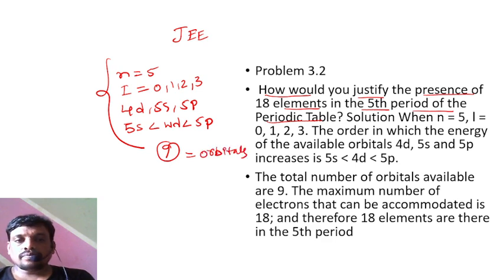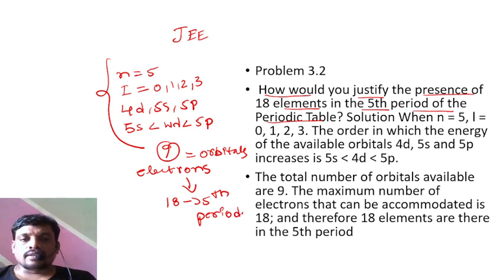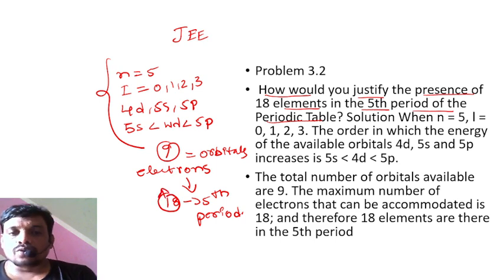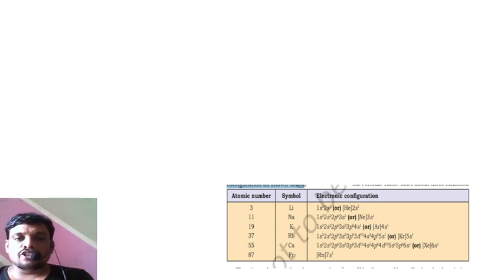Now what about the maximum number of electrons that are going to fill here? The electrons that can be accommodated are 18 electrons only. Therefore 18 elements are there in the fifth period. As a result, 18 electrons are going to be filled in the respective orbitals. Finally, I have a small diagrammatic representation for you.